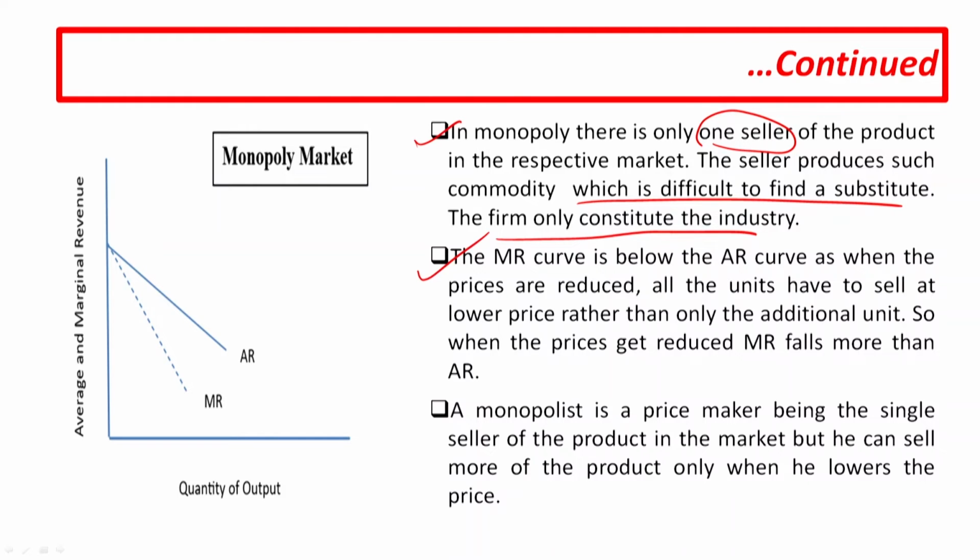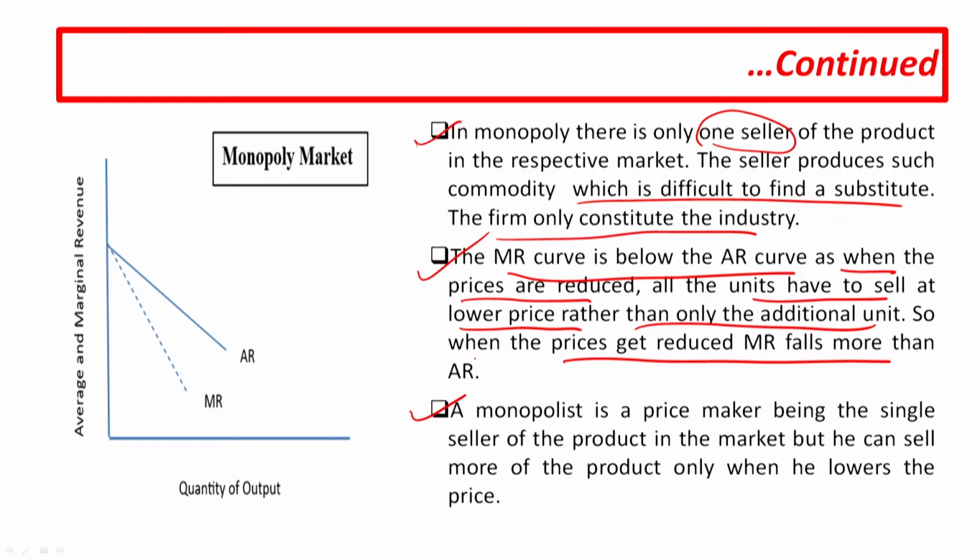The second, the MR curve, as you are able to see, is below the AR curve. You are able to see here the MR curve is below the AR curve. When the prices are reduced, all the units have to be sold at lower prices, not only the additional unit. So, when the price gets reduced, MR falls more than AR. You are able to see in the diagram. So, when the price falls more, MR falls more than AR. So, these are the two important points.